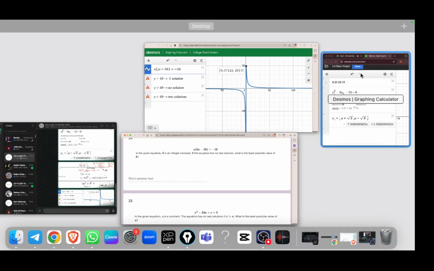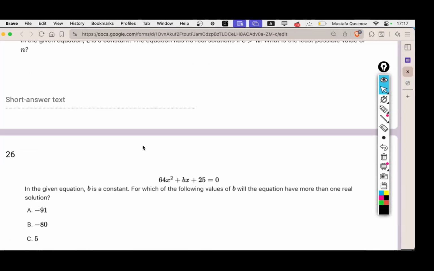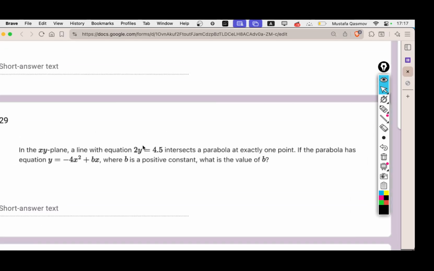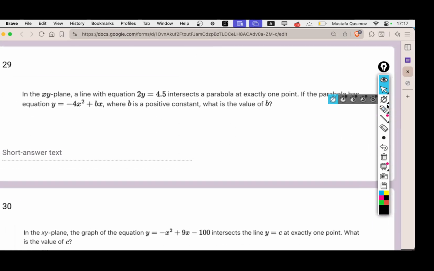Let's continue. 29, I think. This one. Also here you can do the same method. I will also explain two methods to you. It says that y, you can see this y is equal to that one, right?